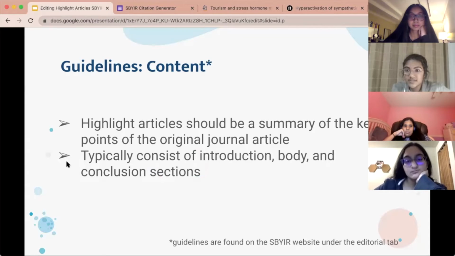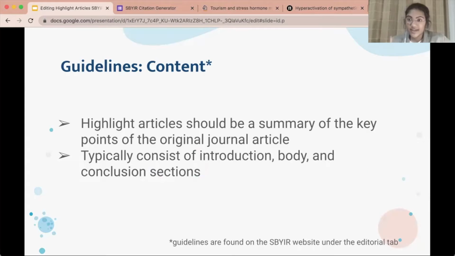We want to make a scientific journal article that was published in a really big publication seem really accessible to the Stony Brook audience or whoever gets our weekly newsletters. And in order to do that, we want to make sure that the highlight is a fair representation of that original piece.